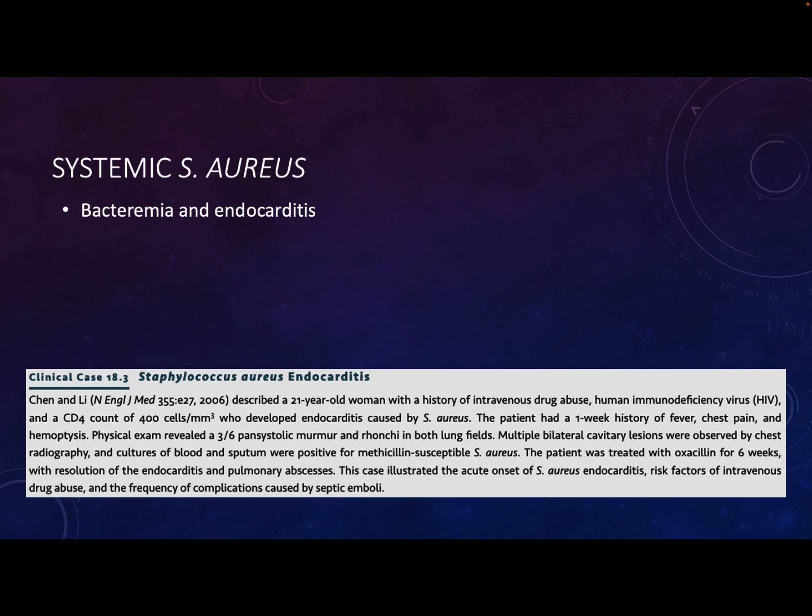And she had kind of infiltrates in her lungs, bilateral, so in both parts of the lungs, blood and sputum. So sputum is like mucus that you cough up. So her blood and her sputum were positive for methicillin susceptible Staph aureus. So methicillin should get rid of it. She was treated with oxacillin, which is a penicillin derivative, for 6 weeks. That's a long time to take an antibiotic, which resolved the heart infection and the pulmonary abscesses.